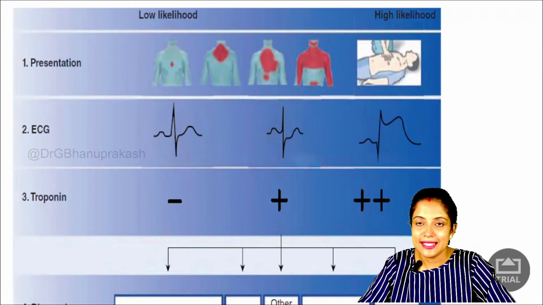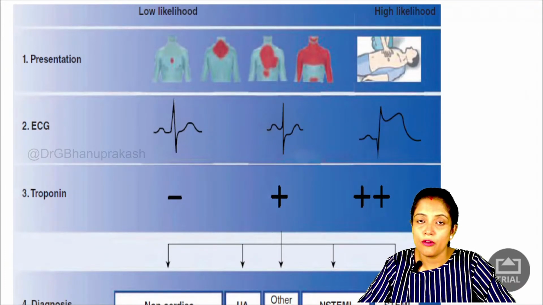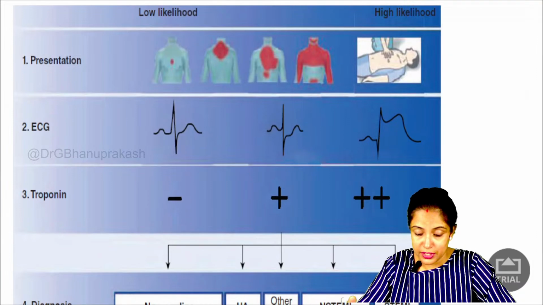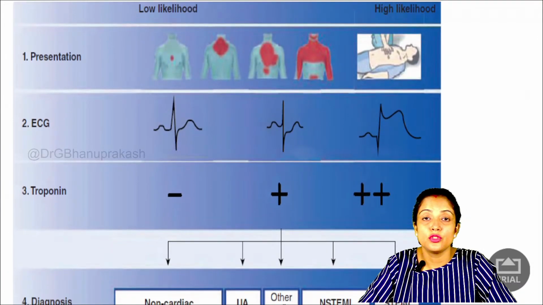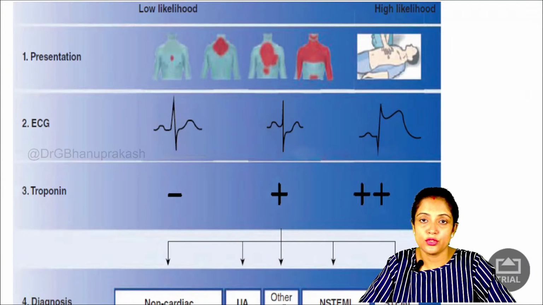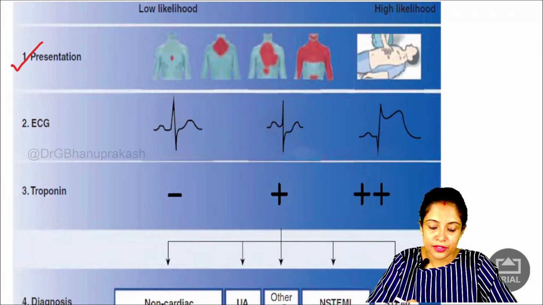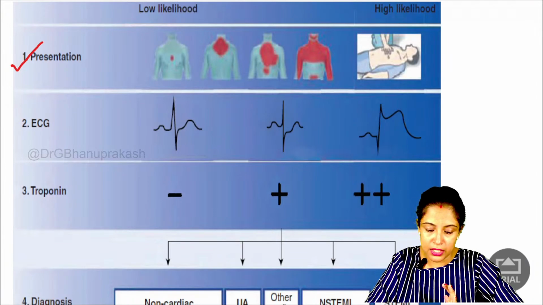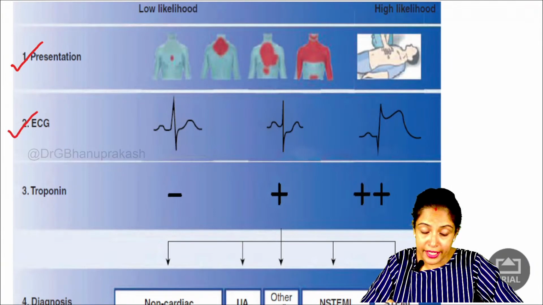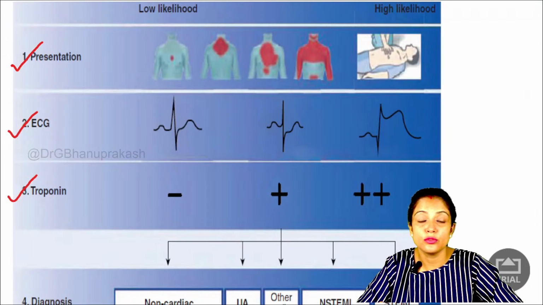Now, in this slide, I'm going to discuss the evaluation points of a patient with suspected acute coronary syndrome. So what are the things we should take into account when we try to diagnose a patient of acute coronary syndrome? We need to concentrate on the presentation of the patient. What are the presenting features? We need to look for the ECG findings, and finally we should look for the cardiac biomarkers. The most commonly done is troponin.